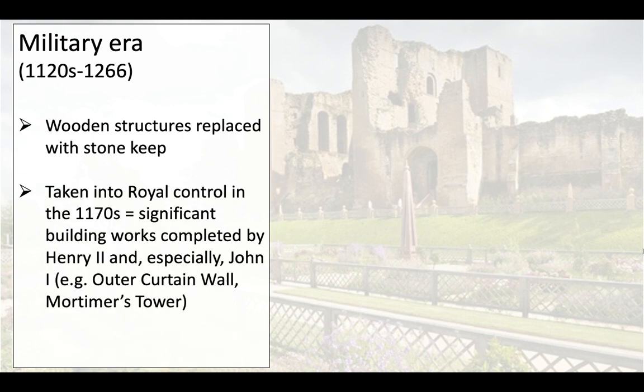Later developments in the military era happen specifically because the castle gets taken into royal control in the 1170s. So this leads to significant building works completed by Henry II, but especially King John, who spends a fortune developing Kenilworth, and some good examples of that are the Outer Curtain Wall and Mortimer's Tower. And another really big way Kenilworth changes at this time is the mere is extended. It becomes the biggest mere in all of England.